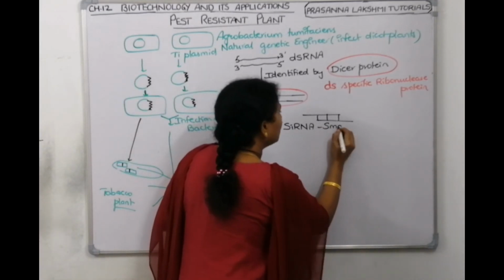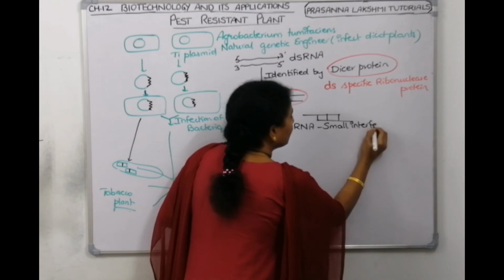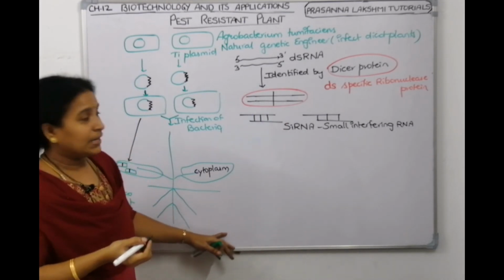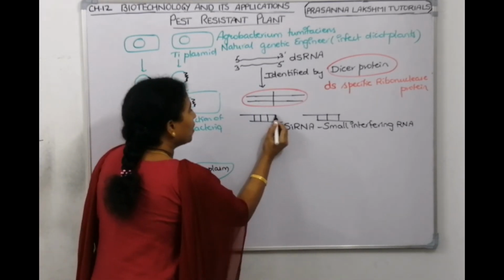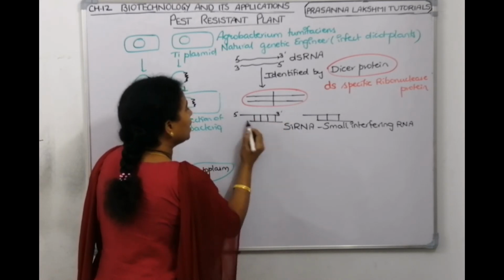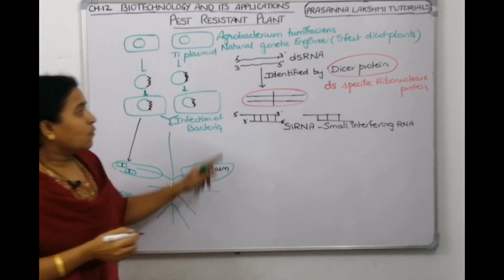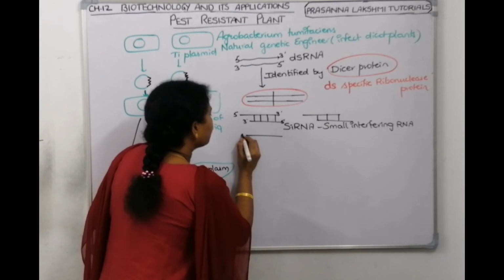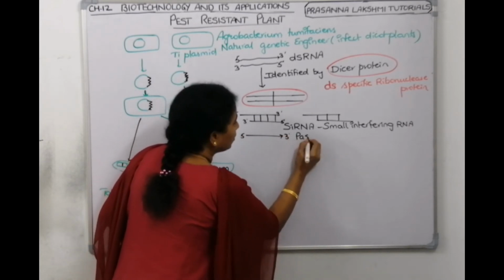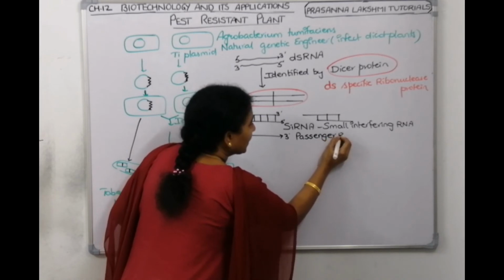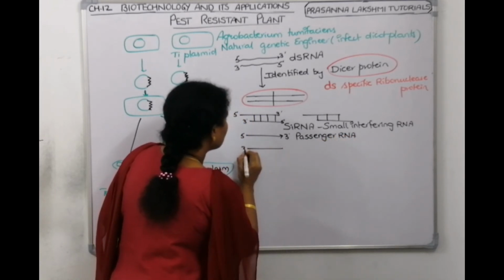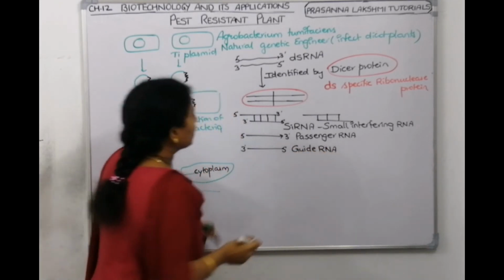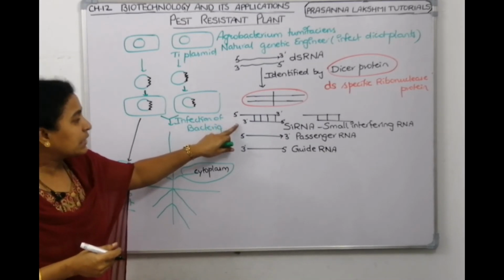What are they called? Small interfering RNAs. In this small interfering RNA, one strand is going 5 to 3, the other strand is going 3 to 5, correct? The one which is 5 to 3 is called passenger RNA. The one which is 3 to 5 is called guide RNA. This is passenger RNA, and this is guide RNA.